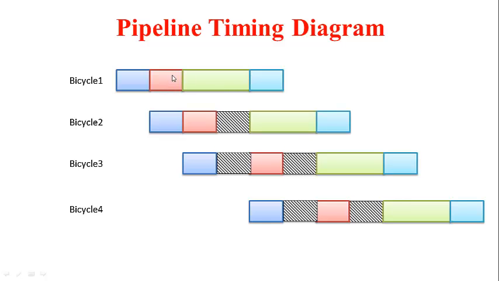Likewise, when the first bicycle has moved on to the third step, the second bicycle enters the second step and the third bicycle will enter the pipeline in its first step. And then we have something happening. Since the third step takes 2 hours to complete, the first bicycle is in the third step at this point.